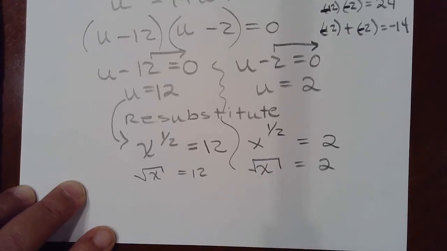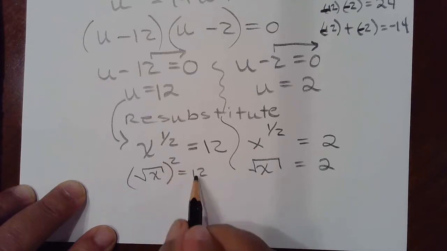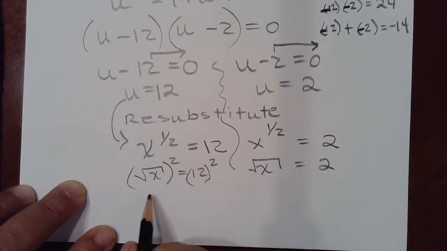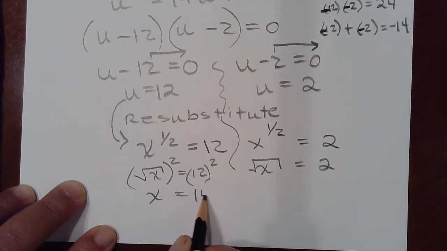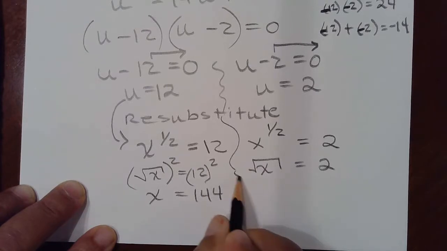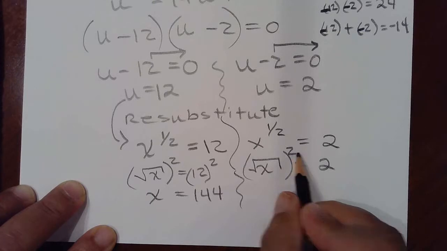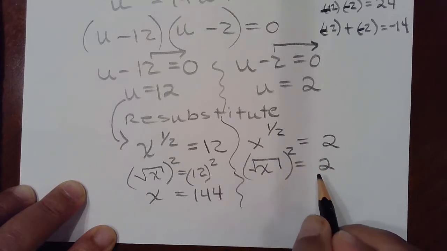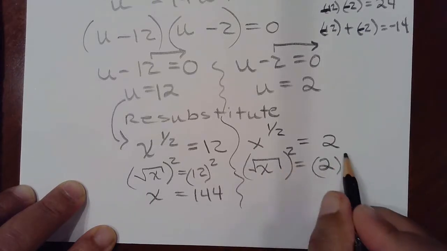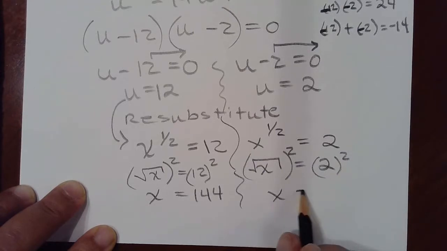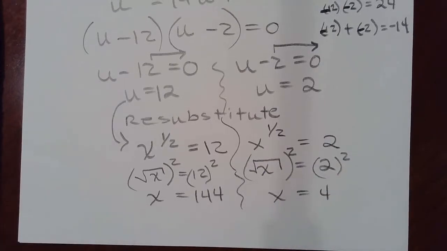You still don't have the answer for x because you've not solved for x when there's a radical wrapped around it. So you're going to have to raise this to a power of 2. Likewise here, and you get x is equal to 144. Continue with this one. Get rid of the square root by squaring. Squaring is the opposite of taking a square root. Therefore, you have to raise this side to a power of 2 as well. And then those are your two answers.